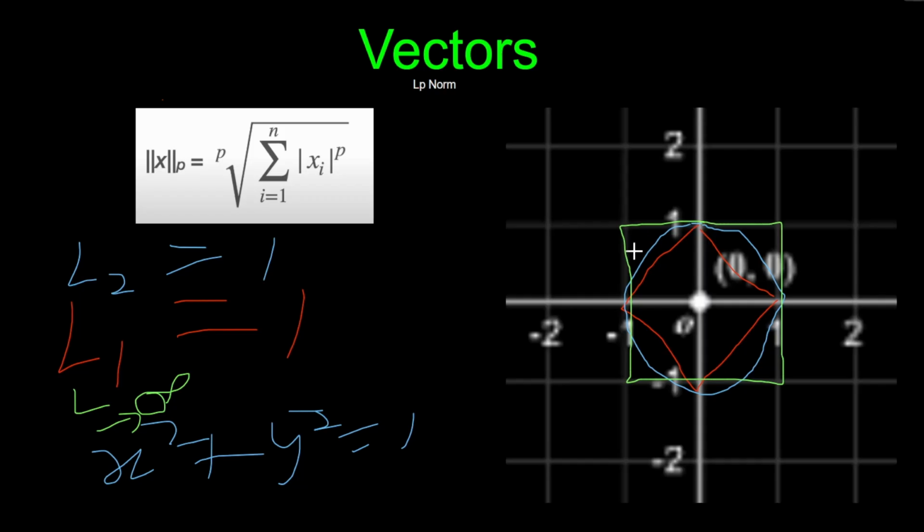So you'll have this perfect square shape, which we get while putting the p-value to infinity. It is also called the max norm. This measures the maximum absolute value of the components in the vector.